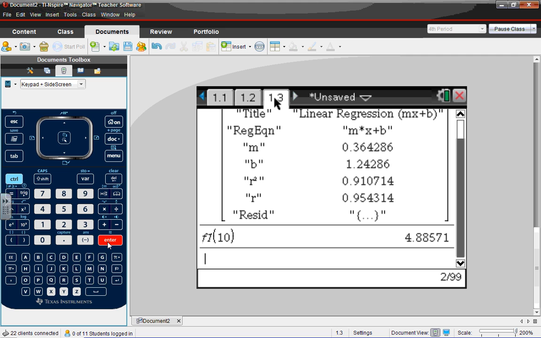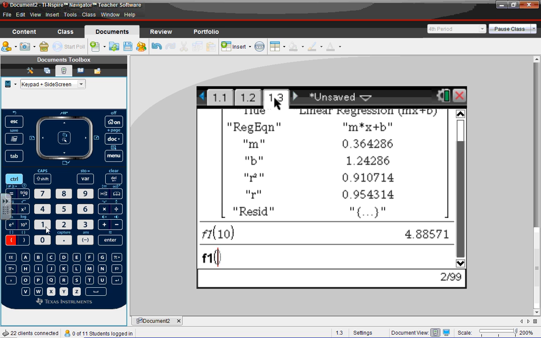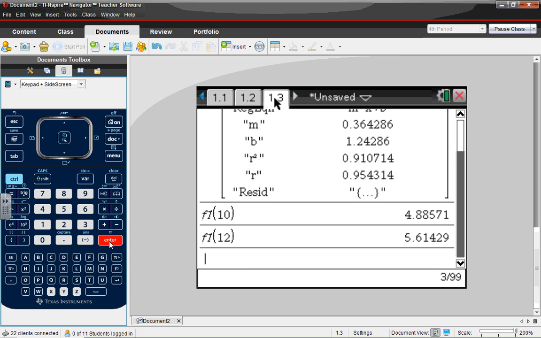Ridiculous. Letter G, use the model to find the average salary for professional baseball in 2012. Well, what's that going to be? F1 parentheses 12. Enter. So an average baseball player is going to be making $5.6 million this year. Does this salary represent the salary of today's players? They do not make $100 million. Why or why not? Does it represent today's baseball players, you think? It's pretty accurate for baseball.